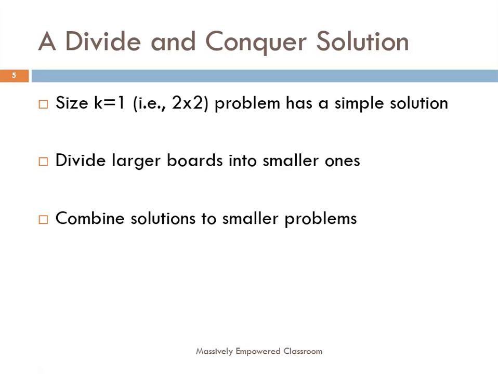So how do we apply a divide and conquer solution? What is an algorithm for solving this problem? The size k equals 1, the 2 by 2 problem, has a simple solution as we saw. One square is defective. There are only 3 remaining squares. We cover it with a single tile and the problem is solved. If we are given a larger defective chessboard, we simply divide it into smaller ones, and then we solve the smaller ones and then we combine the solutions for the smaller ones. But it's not quite that simple. There is a catch, as we will see.